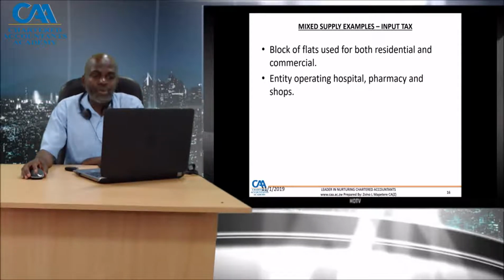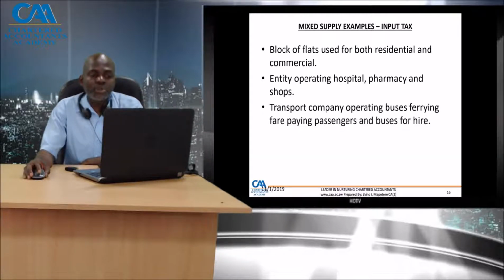An entity operating a hospital, pharmacy and shops. The hospital may predominantly be offering medical services which are exempt, but the pharmacy may have drugs that are taxable, zero rated, in some cases even exempt as well. And the shops, there could be shops on the hospital institution which could be offering taxable supplies. So that's an example of a mixed supply.